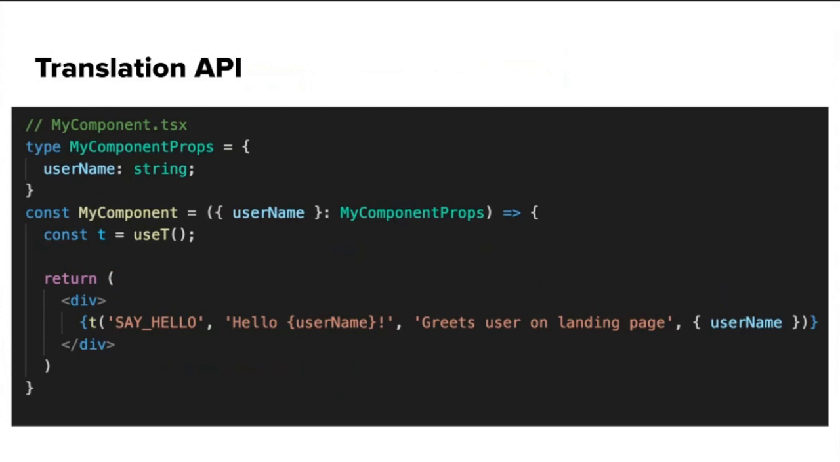And I should mention also, if no translations are found for this string, then it'll just default to the second argument. So you never get any empty UI. At the very least, you'll get the English string.